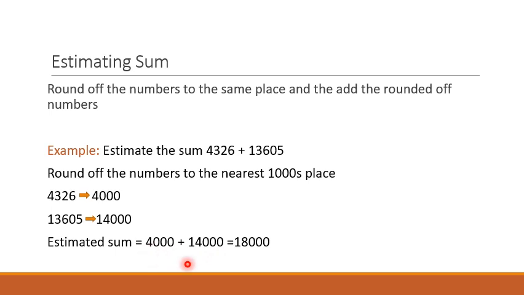So 4,000 plus 14,000, I'll get 18,000. So the estimated sum is 18,000. In this way we have got an approximate value of the sum of these two numbers, and this does not show the exact value. If you wish, you can calculate the actual sum also.